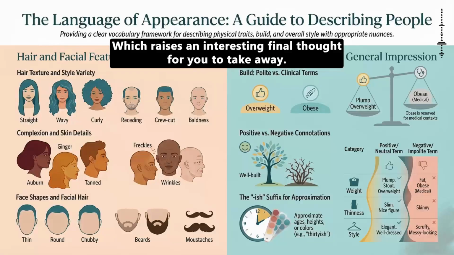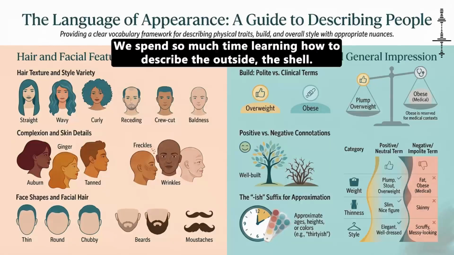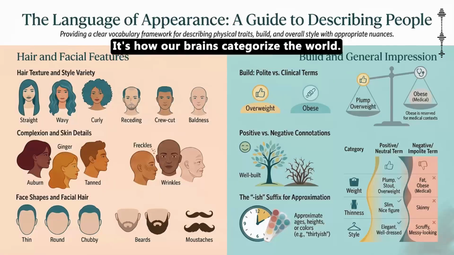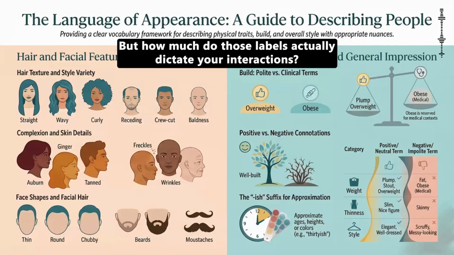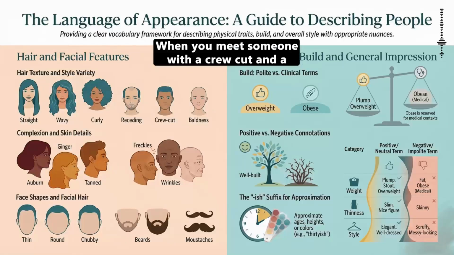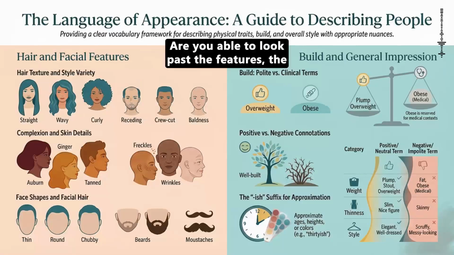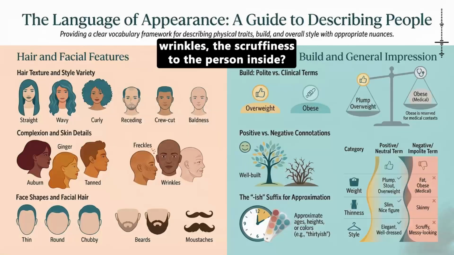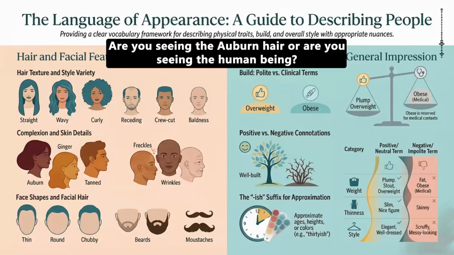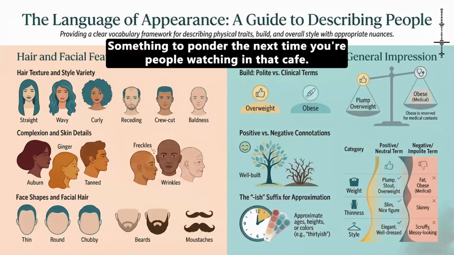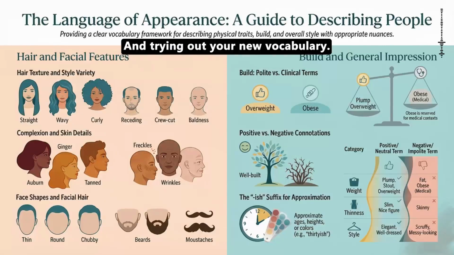Which raises an interesting final thought for you to take away. We spend so much time learning how to describe the outside, the shell. It's how our brains categorize the world. But how much do those labels actually dictate your interactions? When you meet someone with a crew cut and a stern face, do you think you know who they are? Are you able to look past the features, the wrinkles, the scruffiness to the person inside? It's worth thinking about. Are you seeing the auburn hair or are you seeing the human being? Something to ponder the next time you're people watching in that cafe. And trying out your new vocabulary.